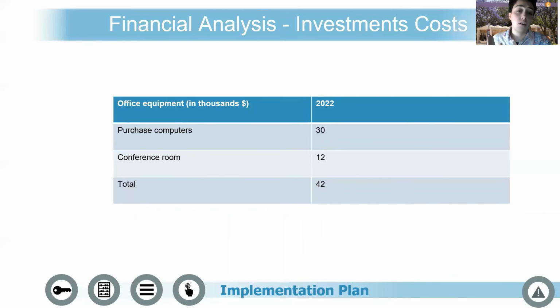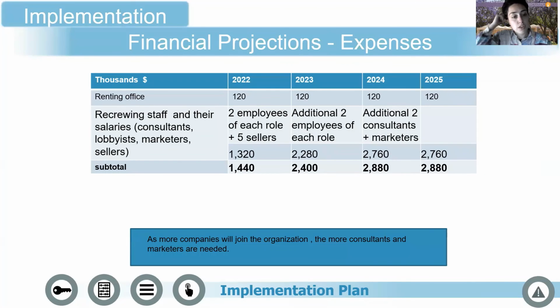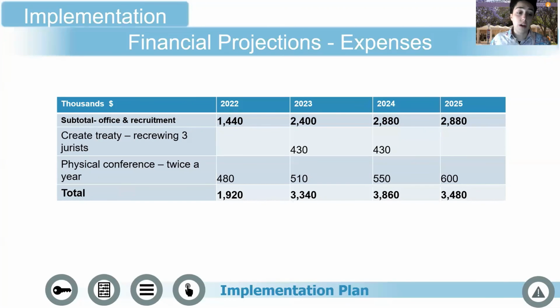Investment cost. The investment cost of this organization is very low. We talk about office equipment and building a conference room. Looking at the expenses, first are renting an office and recruiting the team. We will recruit consultants, lobbyists, marketers, and sellers. Of course, the more companies work with us, the more employees we will need, so the expenses will grow. Another expense is that, as Elad mentioned, we will create a charity for all the companies. It will take about 2 years and another 3 jurists to help your company, excuse me.